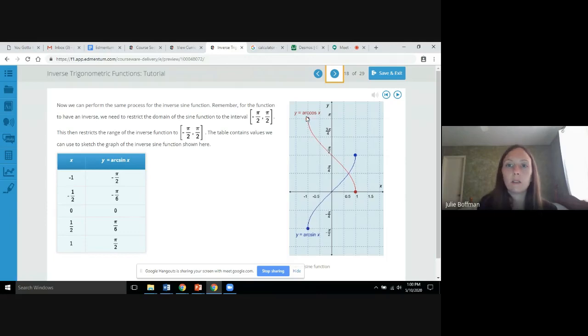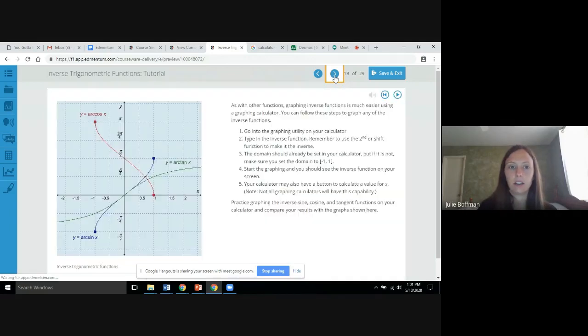Now, when you do that same thing with cosine, and you got the original cosine values, and then you switch the x and y, you would end up with this graph. Because remember, it went from 0 to pi, so that's why it's above the x-axis, because we never use negative angles. Because the restricted domain becomes the range on the inverse. So those are what those two graphs look like.